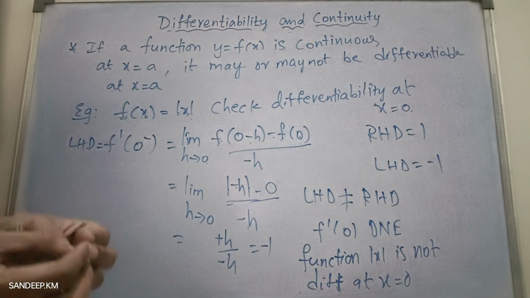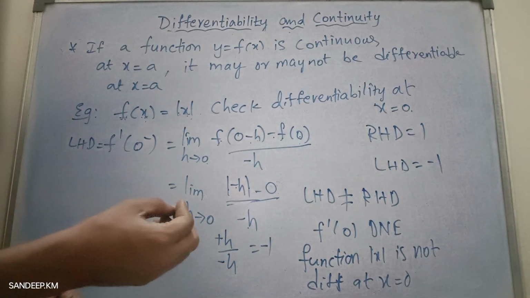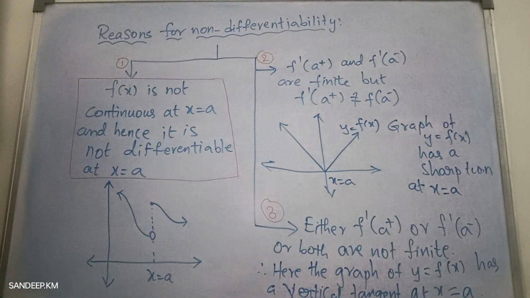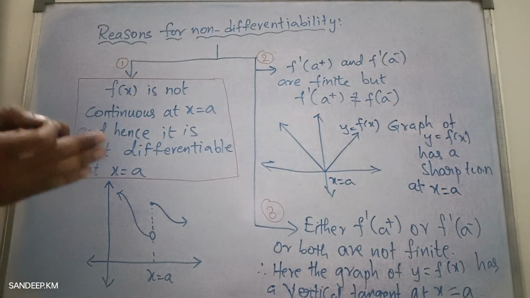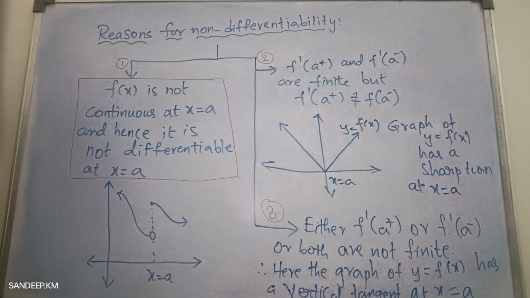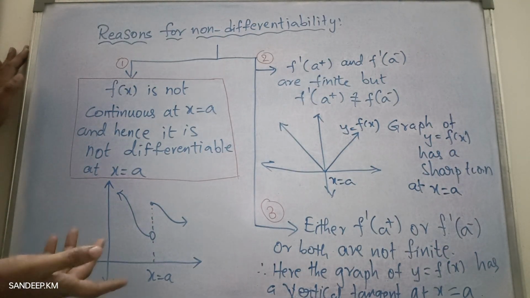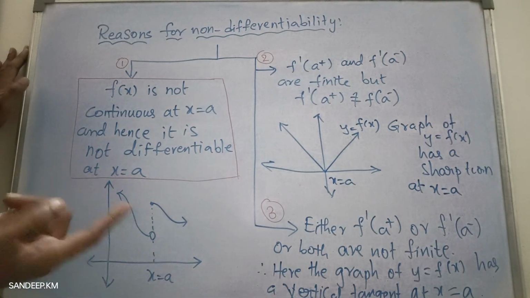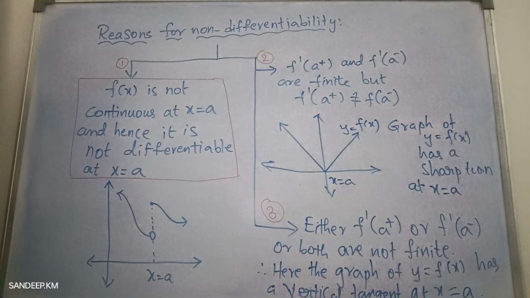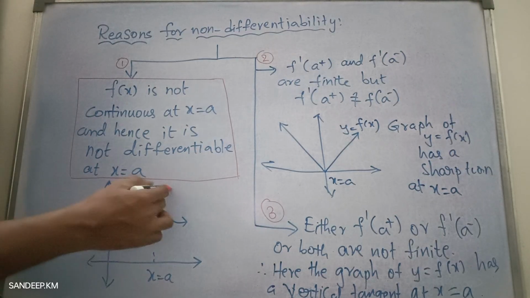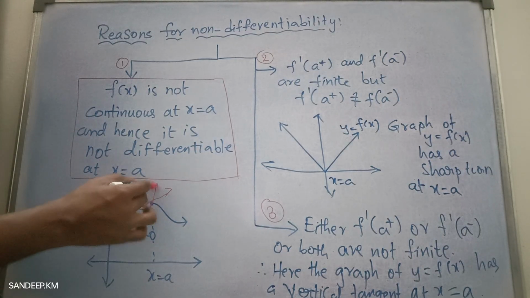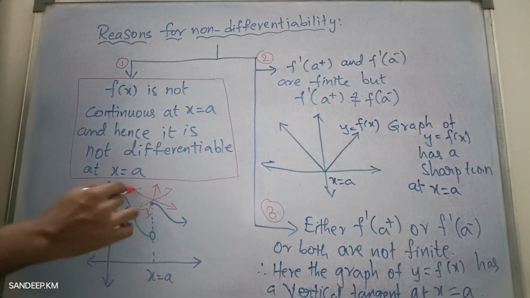What are the various reasons for which a function is not differentiable at x is equal to a? Okay, there are three reasons for a function to be non-differentiable at x is equal to a. The first reason is that at x is equal to a, the function is not continuous. At x is equal to a, if the function is not continuous, you cannot draw a unique tangent at x is equal to a. You cannot draw a unique tangent, as I have told you already. See, one student will draw a tangent like this, another student will draw a tangent like this. You cannot draw a unique tangent at x is equal to a.